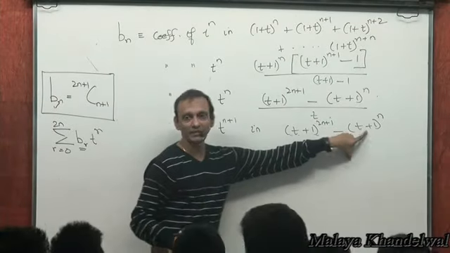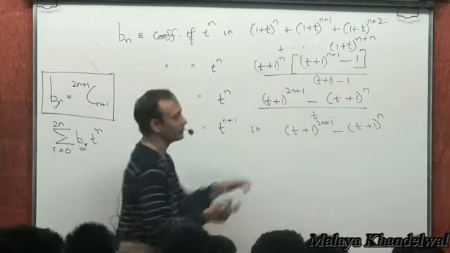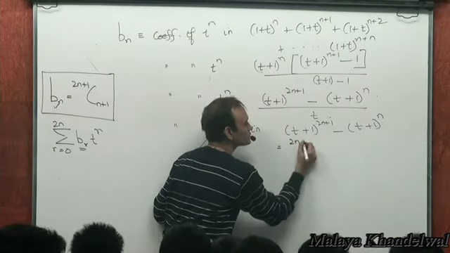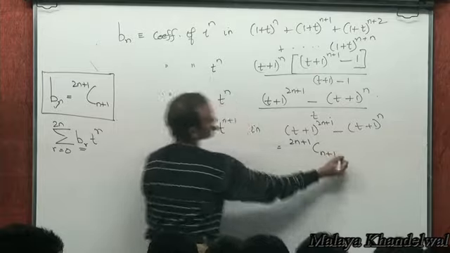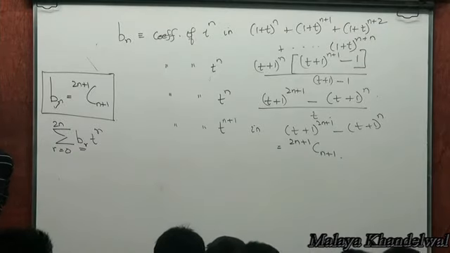But there is no t to the power n plus 1 that will appear here. t to the power n plus 1 will appear only here, and that will be 2n plus 1 C n plus 1. Yes or no? That will be b_n.